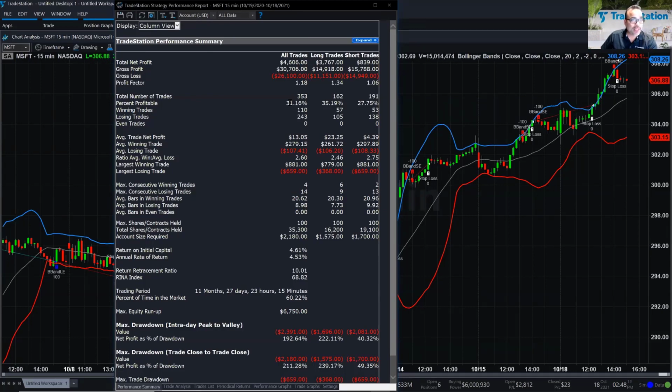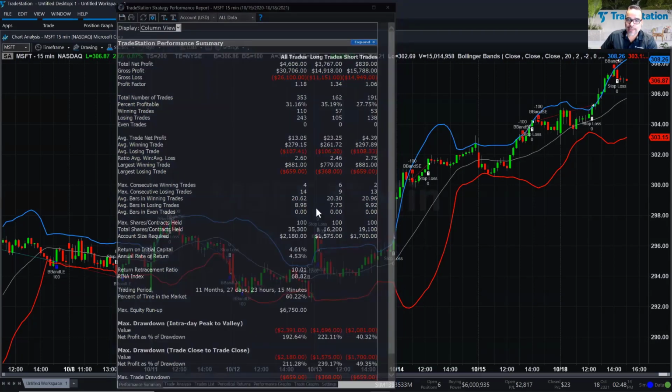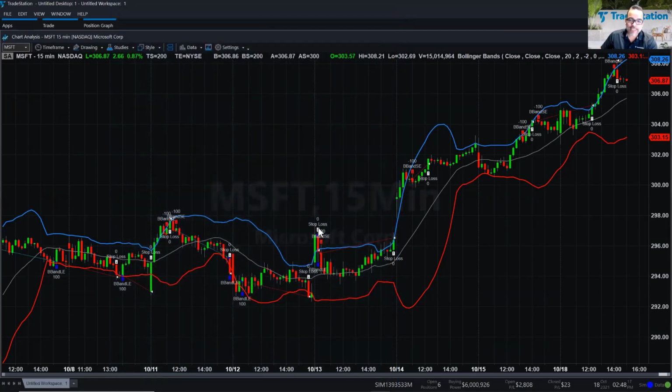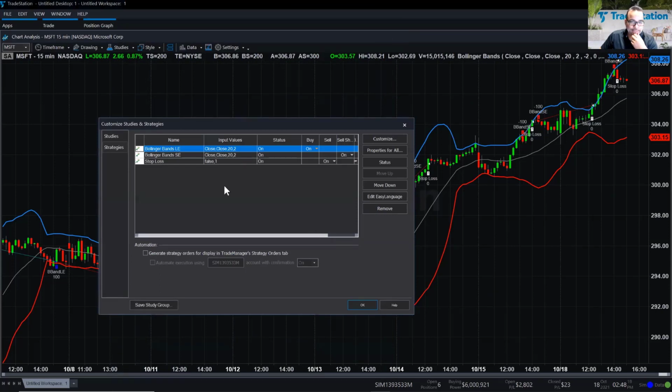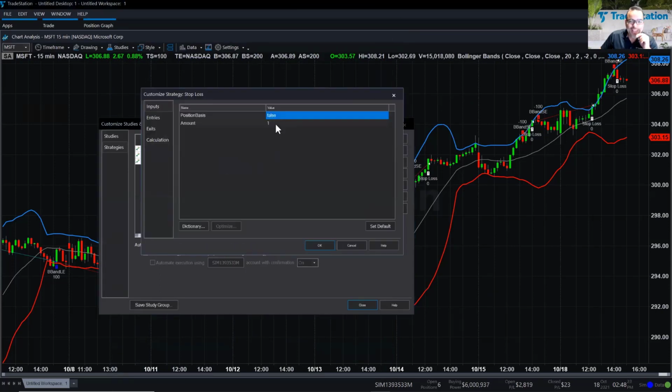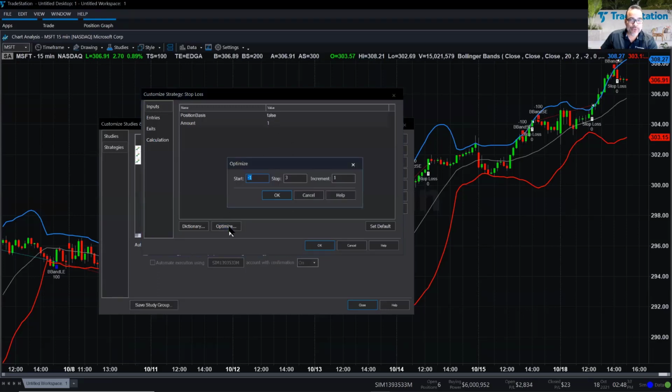Let's use optimization to find that. I'm going to come over here to my strategy settings. I'm just going to format it. I'm going to double click on my stop loss, and I'm going to highlight that one. When you highlight certain parameters or certain inputs inside the strategy, you can click on optimize down here to do a series of tests. This is what I'm going to do. I'm going to go from 1 all the way to 15. In fact, I can go all the way to 20.